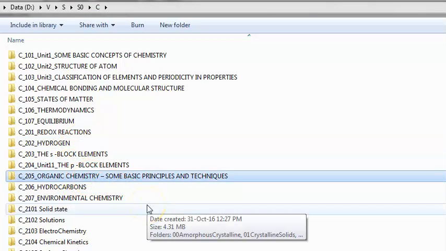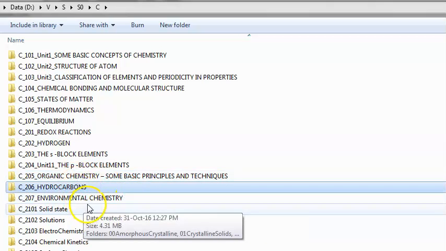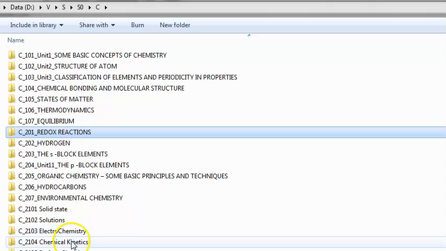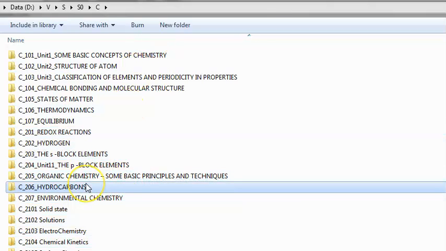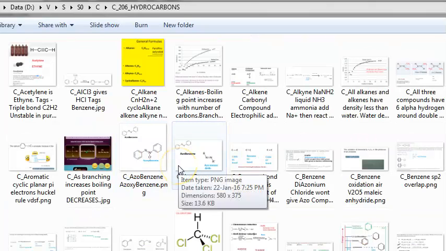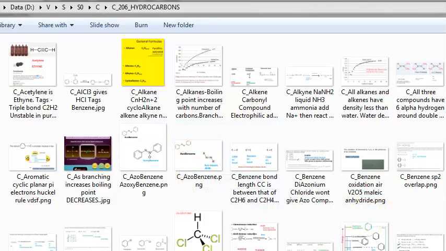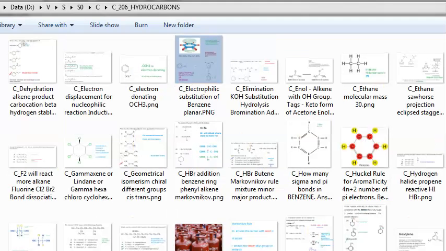Then organic chemistry, some basic concepts, principles. Hydrocarbons. We have already started off with the second year 12th standard subjects, guys. These are all 12th standard chapters, sorry. So hydrocarbons, what will you look at? Alkanes, alkenes, alkynes, benzene, cyclohexane, Clemmensen reduction, chloroform. All this you will look at.